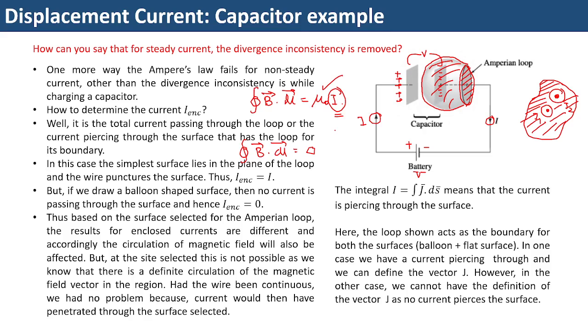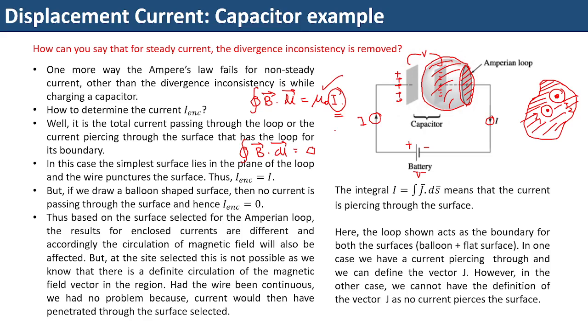So the same Ampere circuital law was behaving in two different fashions corresponding to the surface of consideration, corresponding to the Amperian loop. So that is why Ampere circuital law is behaving in a different fashion. Hence, it itself shows that Ampere circuital law is sort of inconsistent.